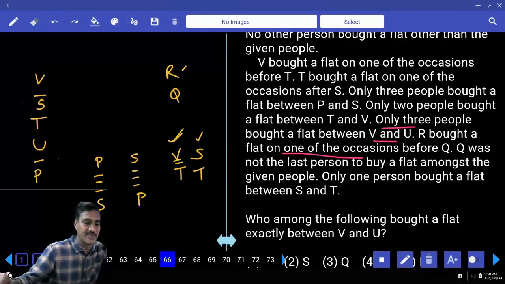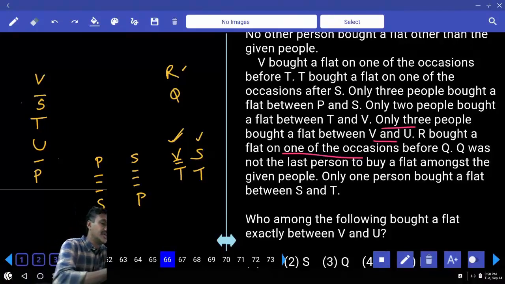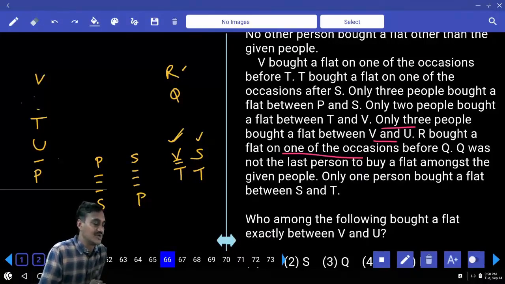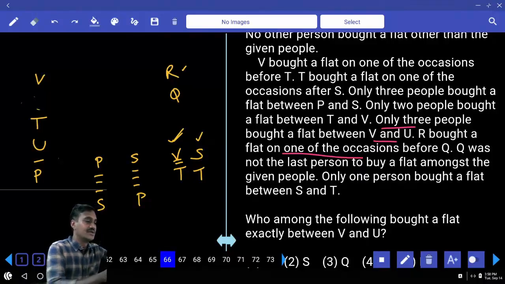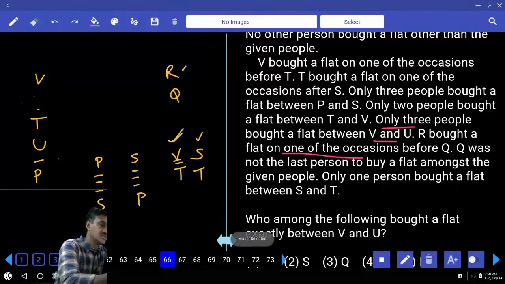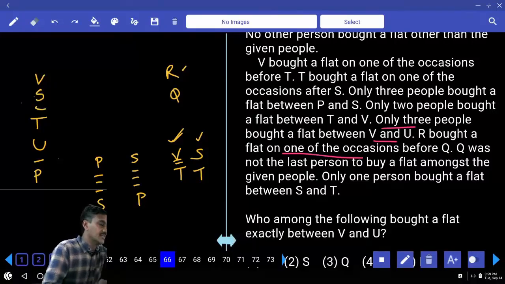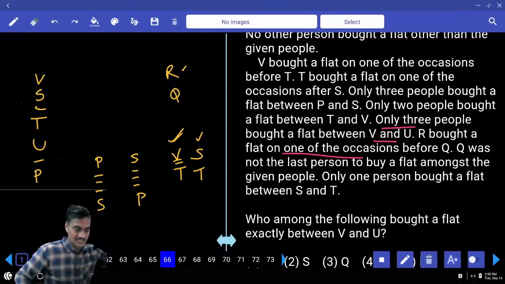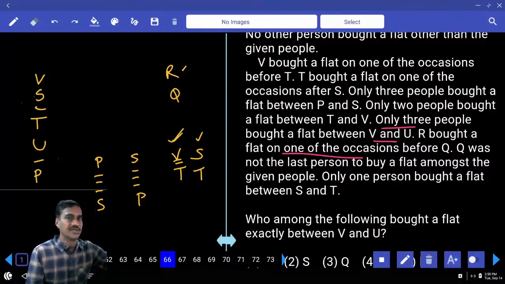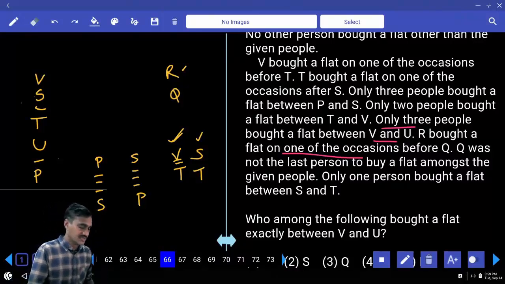Only one person bought a flat between S and T. Now in between S and T there must be exactly 1 person. As there is exactly 1 person between S and T, S కి T కి మధ్య ఎంతమంది ఉన్నారు చెప్పండి? 1 person. As there is 1 person between S and T, T is here. Hence where should this S be? S must be at this place. S is here. Between S and T there is 1 person. Hence S and T 1 person అయితే ఇంకా మనకి ఎంతమంది ఉన్నారు చెప్పండి? Now S and T, there are how many persons? There is exactly 1 person between S and T.